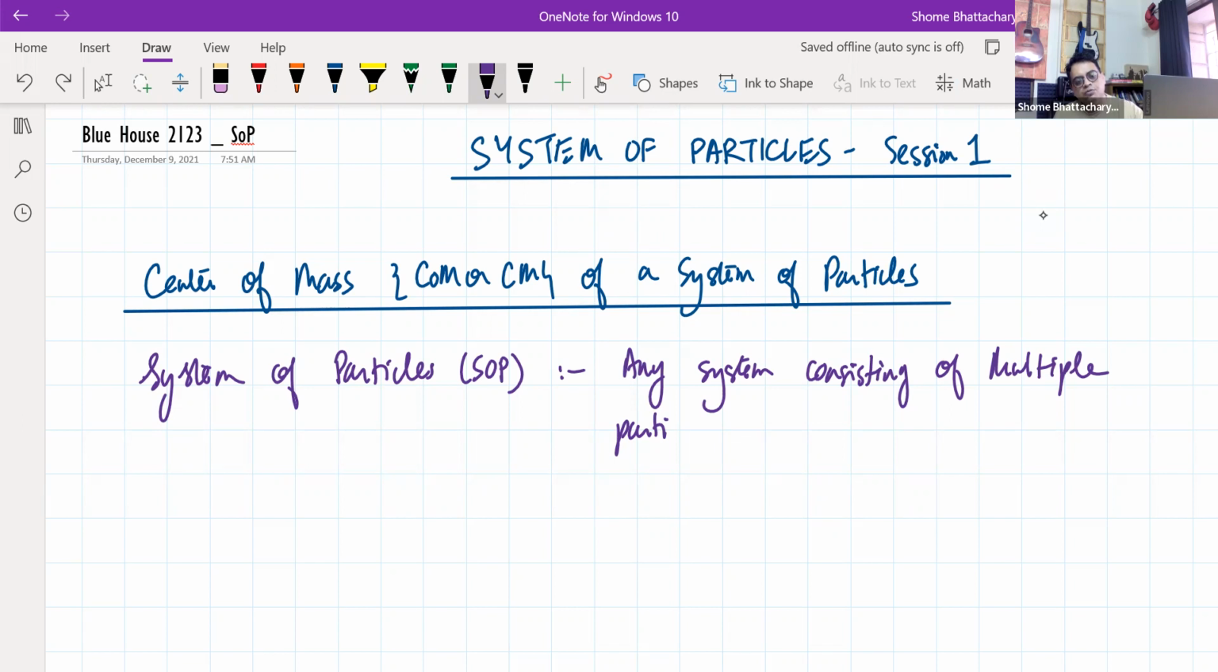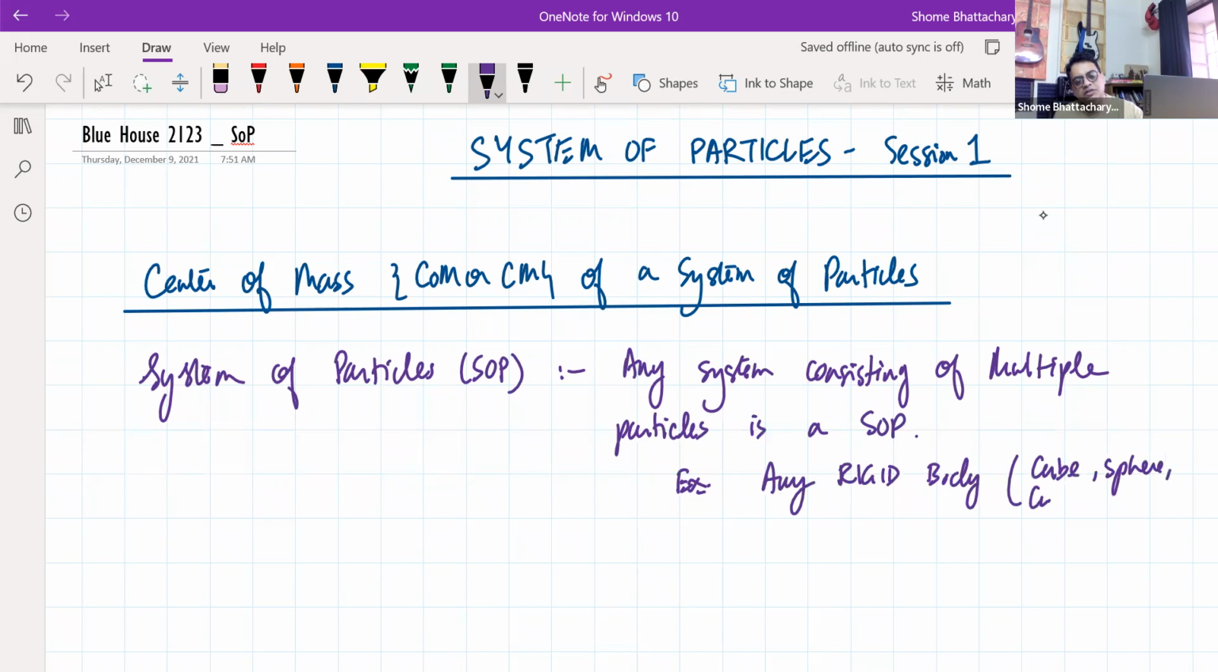Whether it's a cube, sphere, a cylinder, rod, whatever be the case. Another example: it need not be a rigid body. It could be a system of individual particles which are somehow connected to each other.